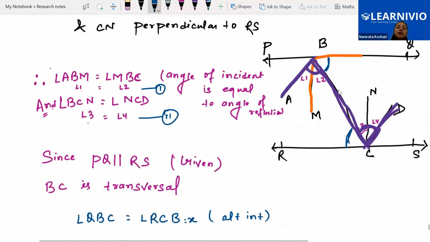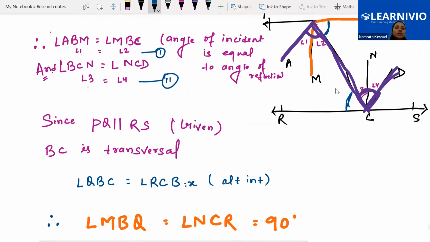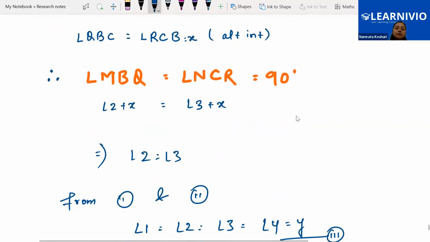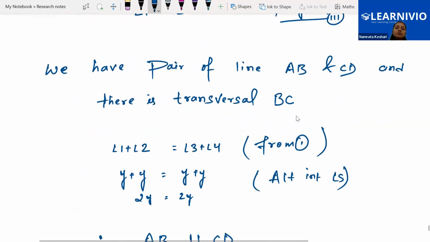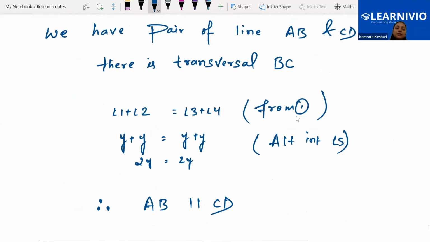But be careful, directly we cannot say that angle 2 and 3 are the same. Since we have dropped the perpendicular, we are saying that this blue angle and this blue angle will be the same. These two are alternate interior angles and hence angle 2 and angle 3 are the same. Then angles 1, 2, 3, 4 are all the same, and hence we are able to prove that AB and CD are a pair of parallel lines.